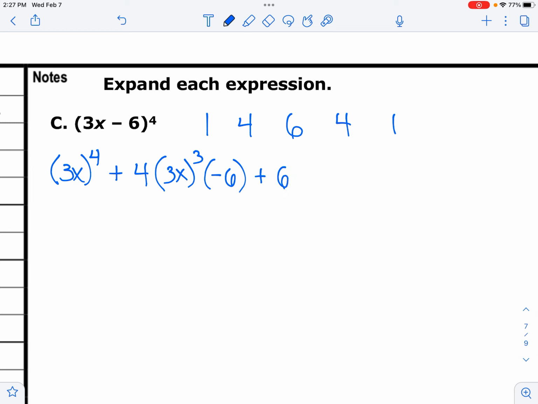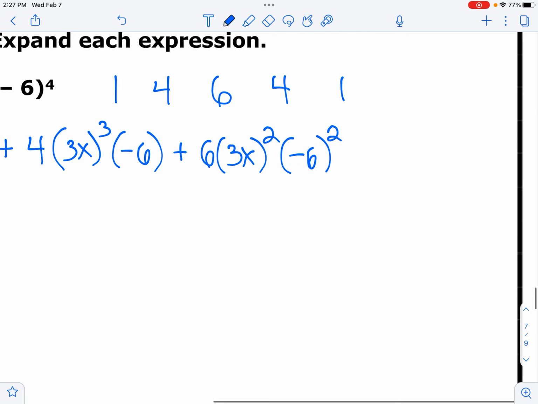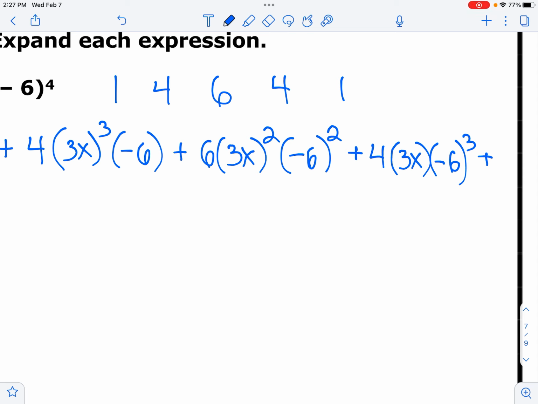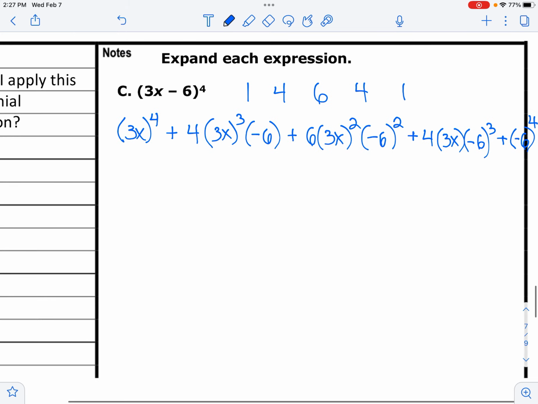Plus 6 times 3x squared times negative 6 squared. Okay? And then plus 4 times 3x times negative 6 to the third, and then plus 1, 3x will disappear, so times negative 6 to the fourth power. Kind of starting to run out of room.